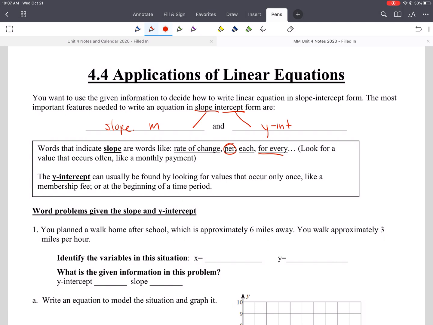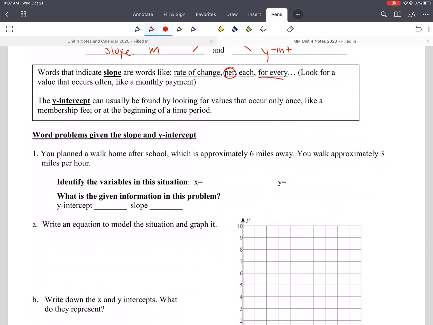Okay, and then the y-intercept can usually be found by looking for values that occur just one time, like a membership fee or the beginning of a time period. Oftentimes we'll have the word initially, like initially he had $150 and then he won $20 or something like that. Thing that you get one time, and then we use that slope to increase or decrease. Okay, so let's just get into a problem.